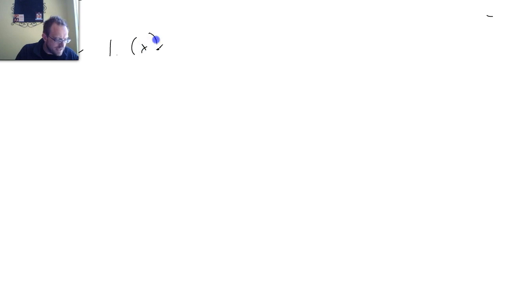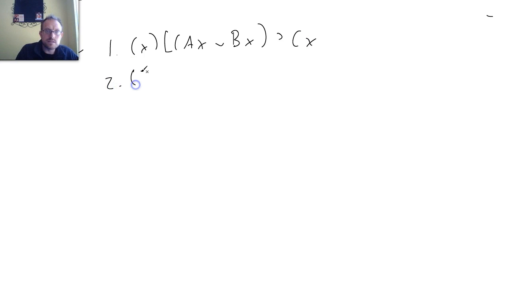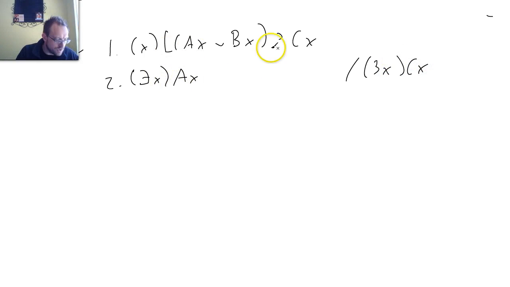Let's imagine I had, for all x, (Ax or Bx) then Cx. Line 2 was there exists x, Ax. And the conclusion I'm looking for here is there exists x, Cx, okay? So how should I do this problem, right? Well, you can see here I'm going to have to do a universal instantiation at some point, and I'm going to have to do an existential one too. Am I missing a parenthesis? Oh, I am. I'm missing a bracket.